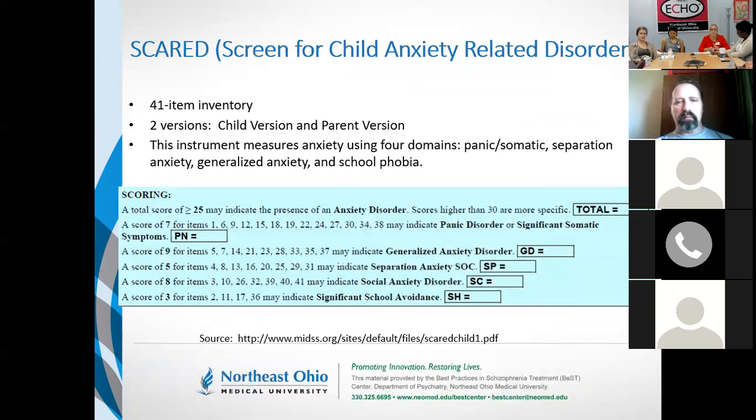There are 41 questions divided into 4 domains: panic symptoms, separation anxiety, generalized anxiety, and school phobia. A total score greater than 25 may indicate an anxiety disorder and could prompt further assessment. Scores above 30 are more specific. And then you can see they break up the different categories as far as the cutoff scores.